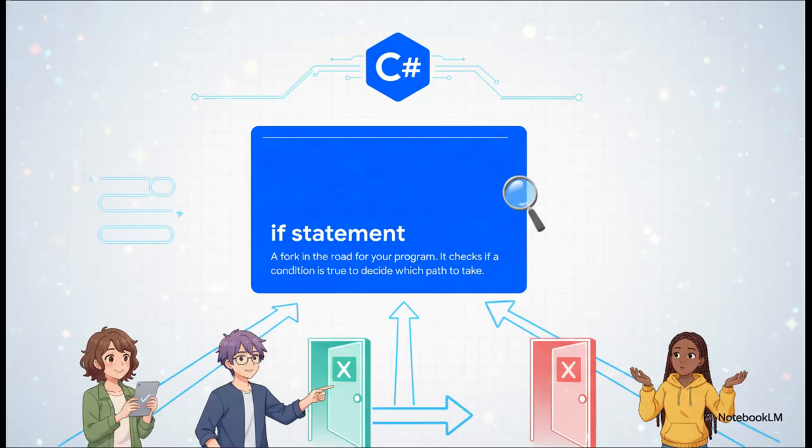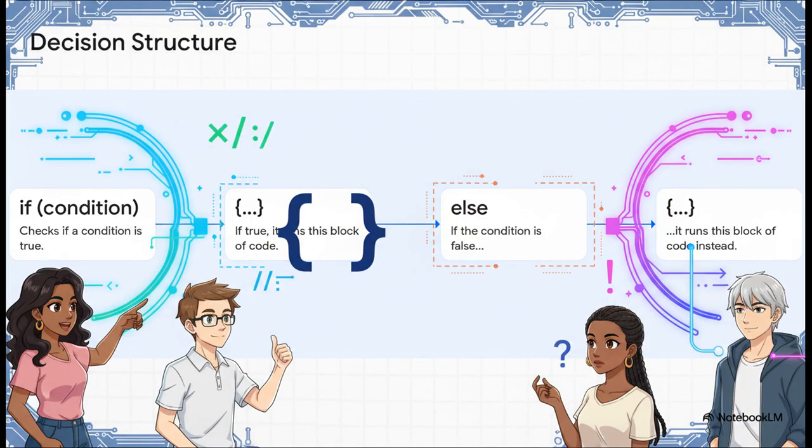So how do we give it that brain? We use something called an if statement. And honestly, just picture a fork in the road. That's all an if statement is. It checks to see if something is true, and depending on the answer, it tells your program which path to go down. And here's how that fork in the road actually looks in code. The program asks, if this one thing is true, then it runs the code inside these first brackets. But else, if that thing isn't true, it completely ignores the first chunk and runs the code in the second set of brackets instead. It chooses one path or the other. It can never do both.